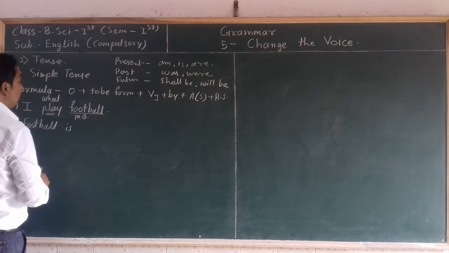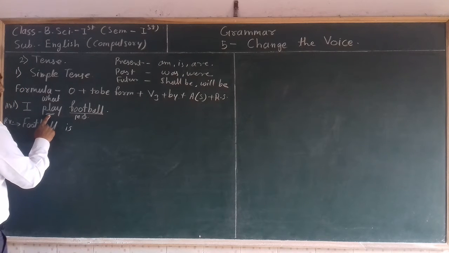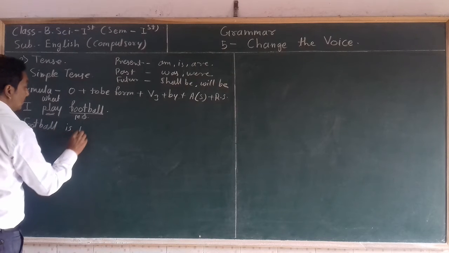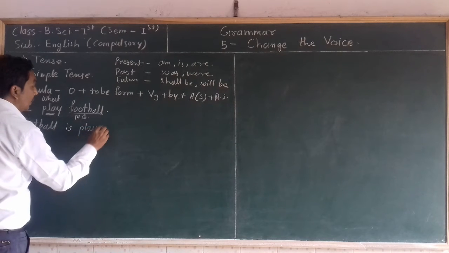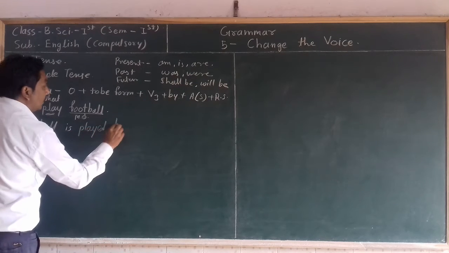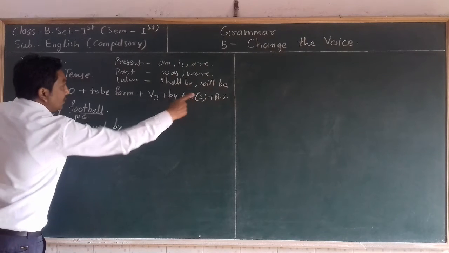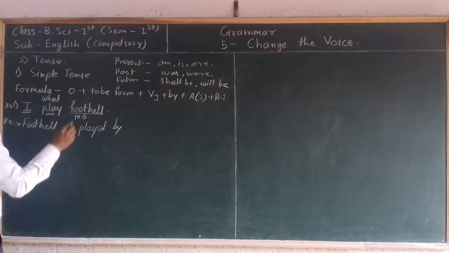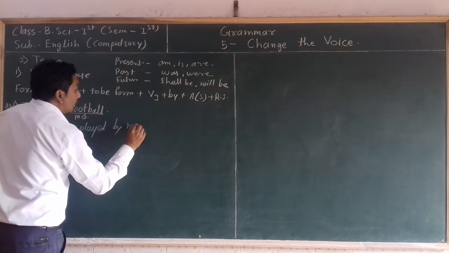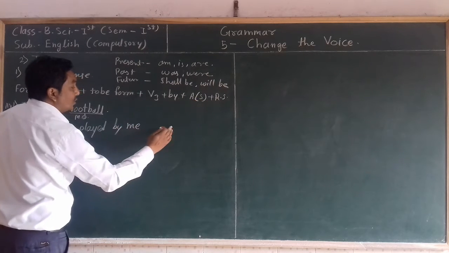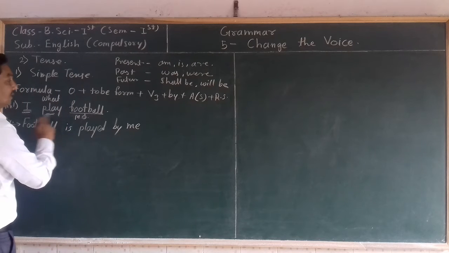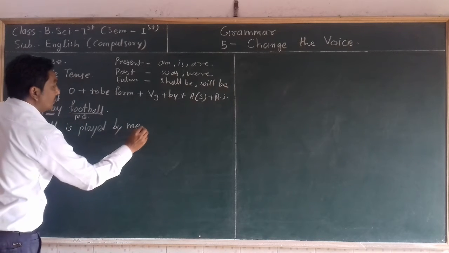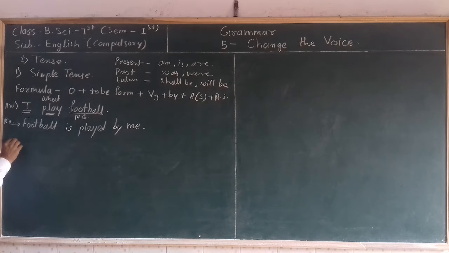Then take V3, the third form of the verb, the past participle of the verb play. What is the past participle? Played. Then use by. After that, accusative of subject. Subject of active voice is I. Accusative form of I is me. Then RS, rest of the sentence. But in this sentence, there is no rest of the sentence. Then full stop. Let's take another example.